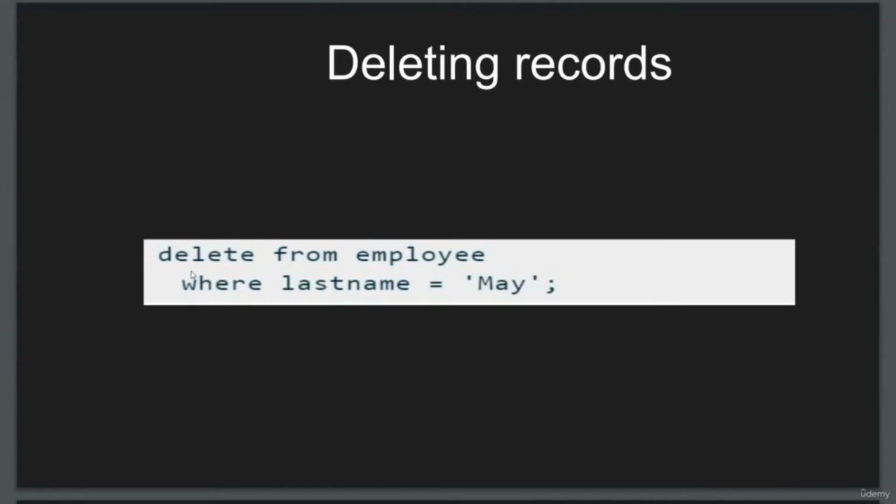So for that we'll be using this statement, as you can see: delete from employee where last name equals to me. So in the column which is called last name, there must be a value which is called me. So this statement will delete that row from the table.